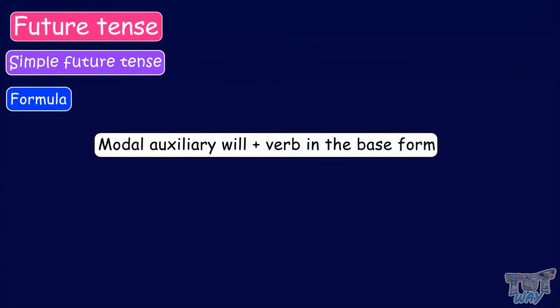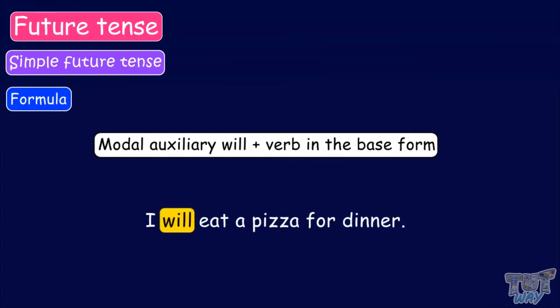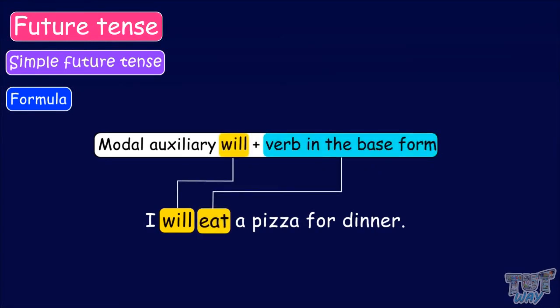Here we have examples. I will eat a pizza for dinner. Here, will is the modal auxiliary, and eat is the base form of the verb eat. And we have written a simple future tense that shows something that will happen in the future, but not at any fixed time and will happen only once.